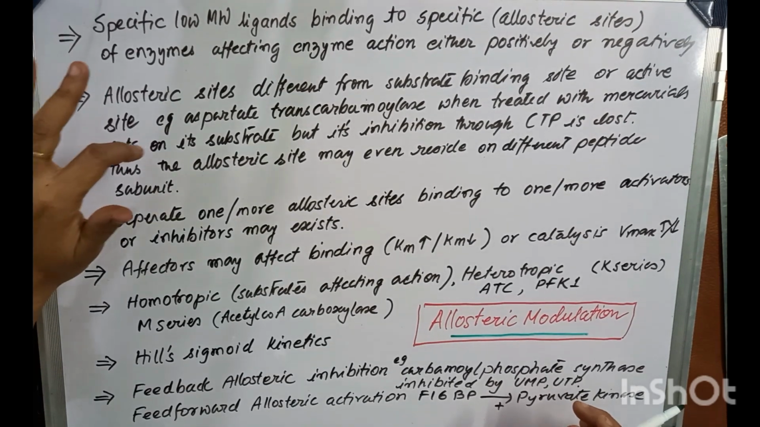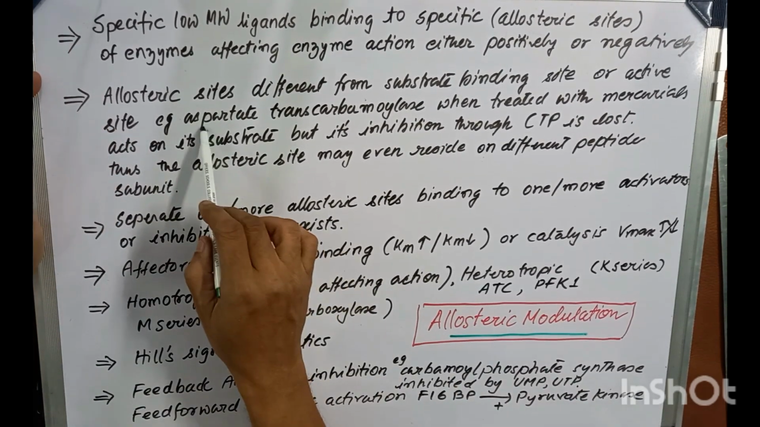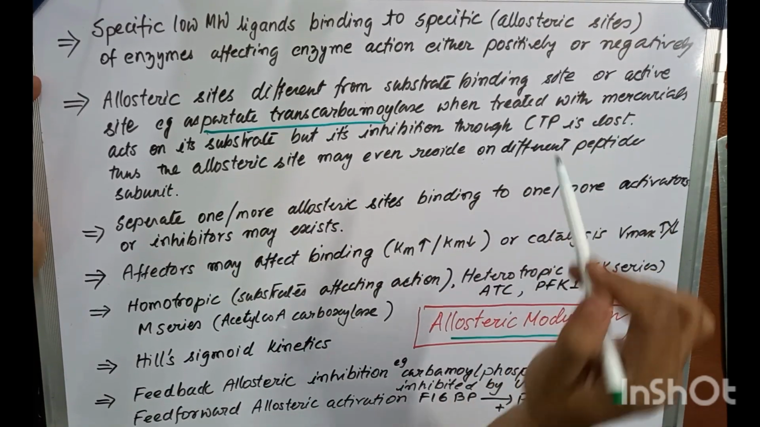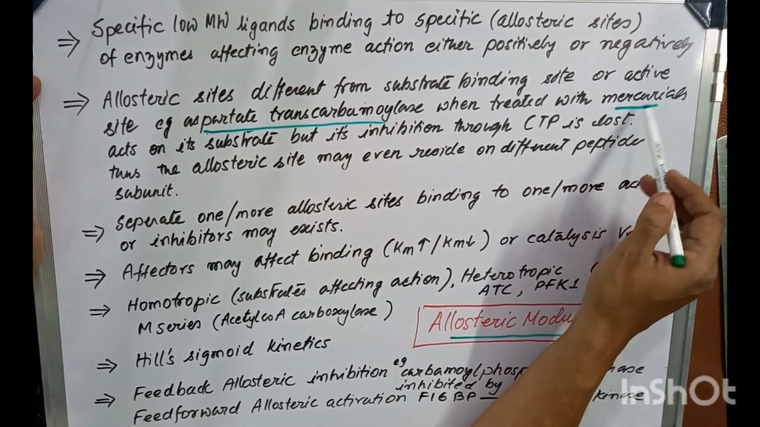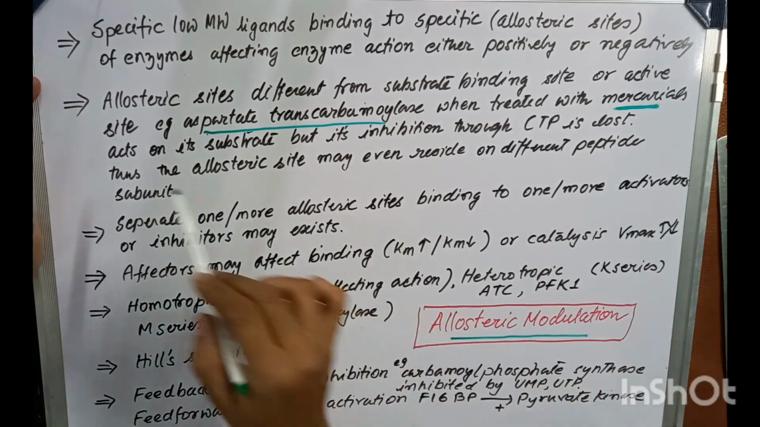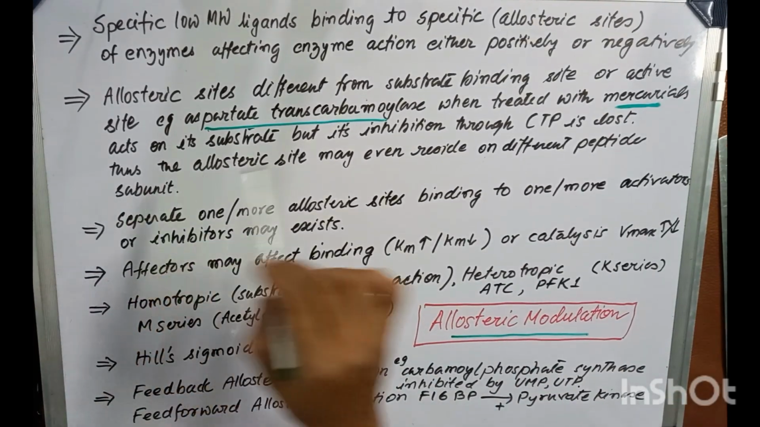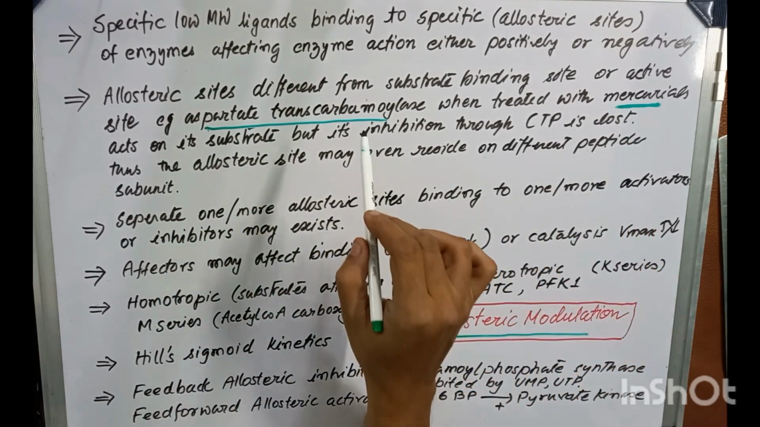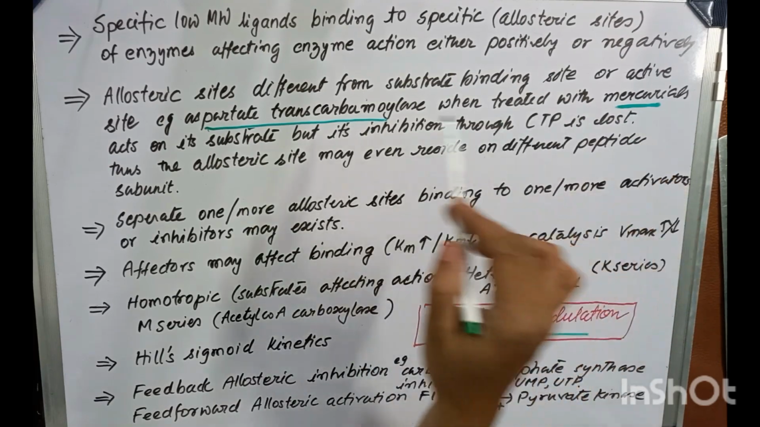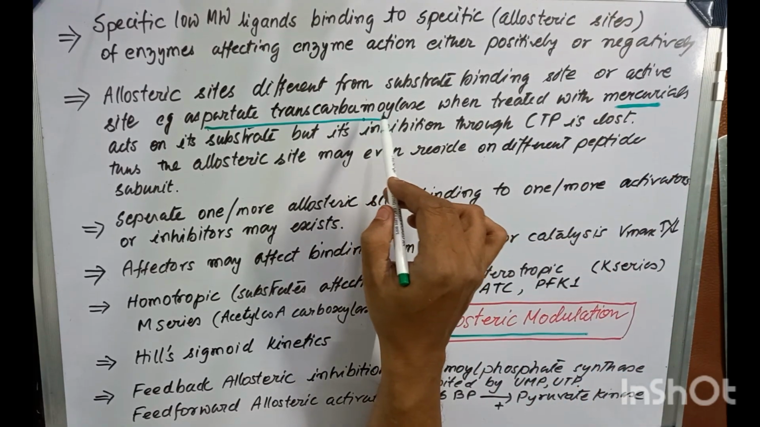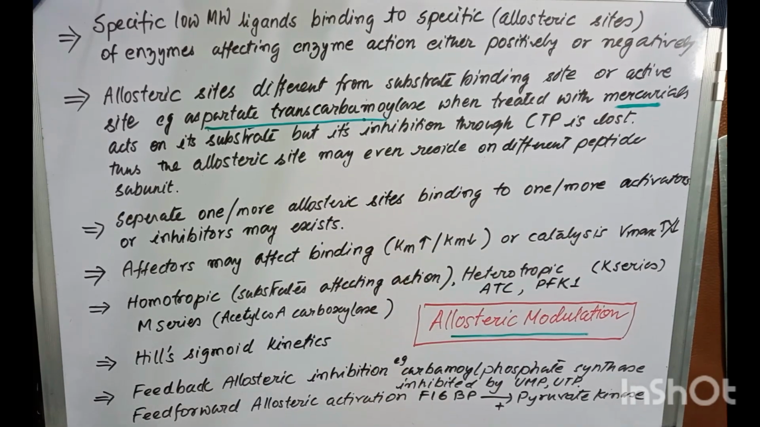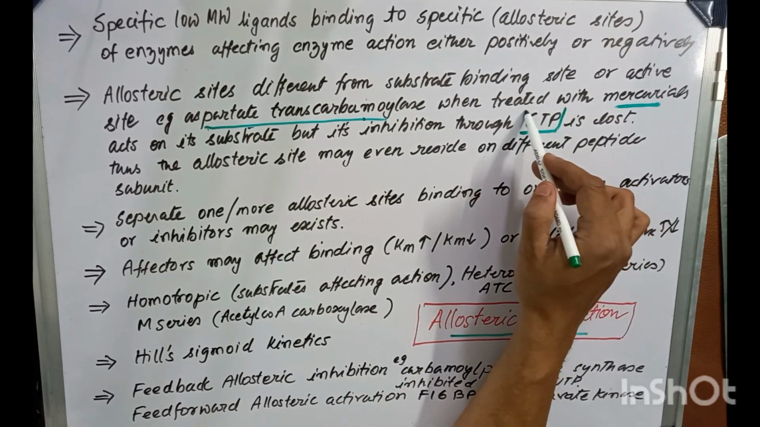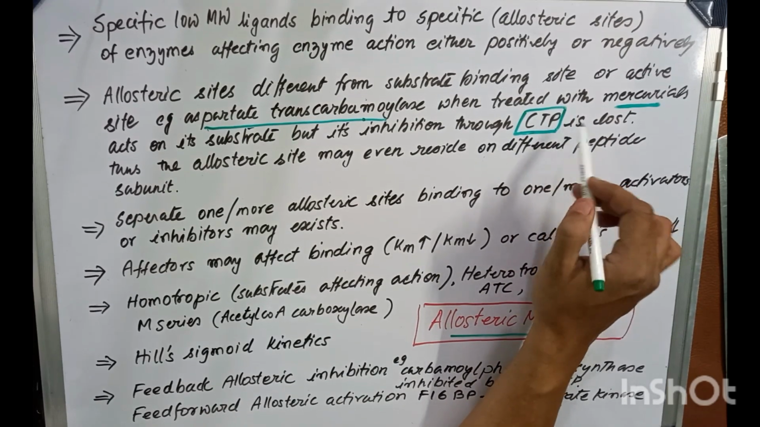And I have given an example. Say aspartate transcarbamylase, when treated with mercurials, a specific group of chemicals containing mercury. These mercurials affect the allosteric sites of the aspartate transcarbamylase, and so the allosteric inhibition by CTP is affected. CTP is a product of this aspartate transcarbamylase reaction pathway. It is the final product.